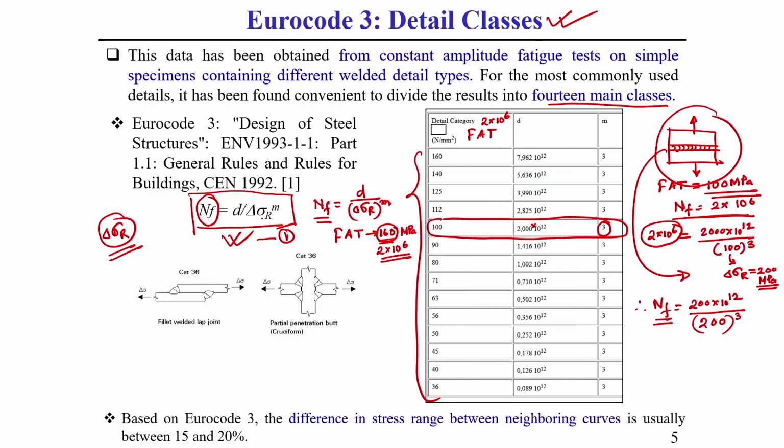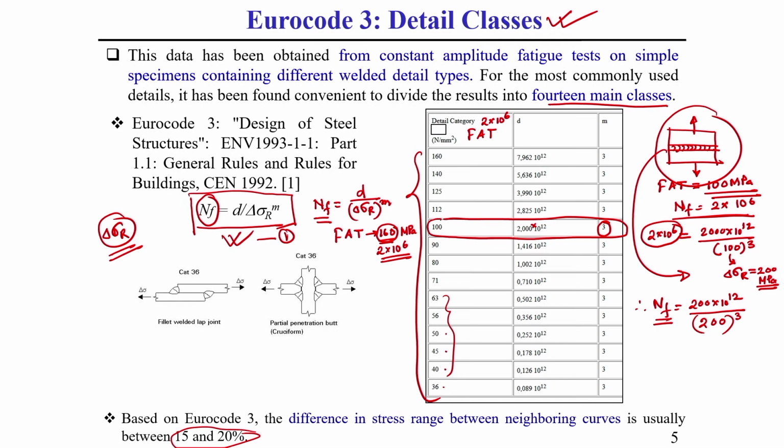And for this formula, the D value and M value are also given for different welded joint classes. This you should keep in mind. Here one thing you can observe: generally the Eurocode shows the difference in stress range between neighboring curves is within a range of 15 to 20%. That means for the neighboring curves, 36, 40, 45, 50, the range is within 15 to 20% difference. This you should keep in mind.